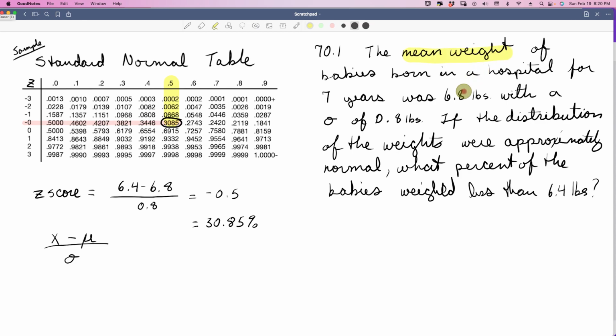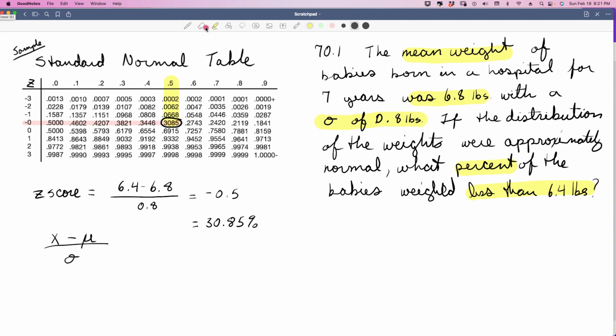The mean weight was 6.8 pounds with a standard deviation of 0.8. If the distribution was approximately normal, what percent, so we're looking for a percent, of the babies weighed less than 6.4 pounds. So 6.4 pounds is where we're going here. So that's the information you're going to look for in the word problem.